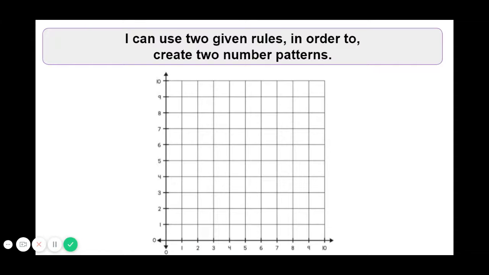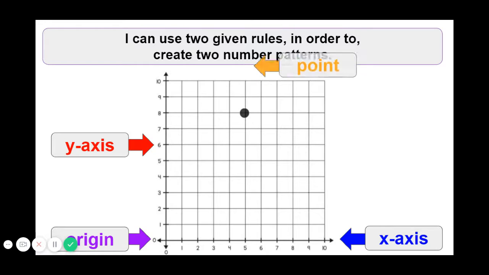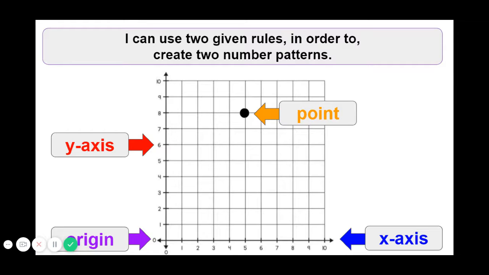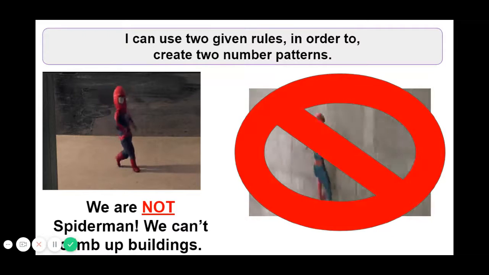Let's look again very quickly at the different parts of our coordinate grid. Our horizontal line, which runs from side to side, is our x-axis. Our vertical line, which runs up and down, is our y-axis. And the place in which they meet is known as the origin. When we plot points, the directions to get to those points are known as ordered pairs or coordinates. Remember, we are not Spider-Man. We cannot climb up the buildings, unfortunately.